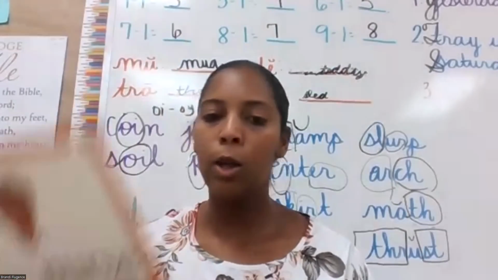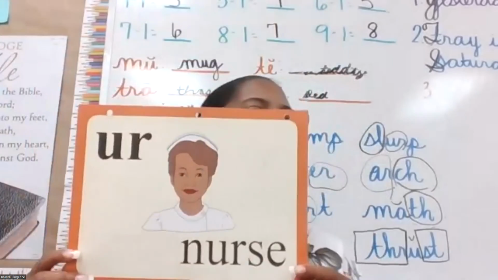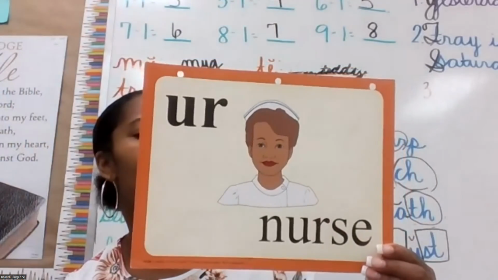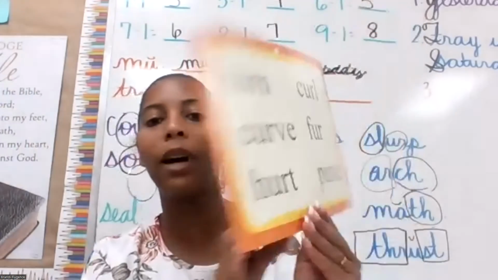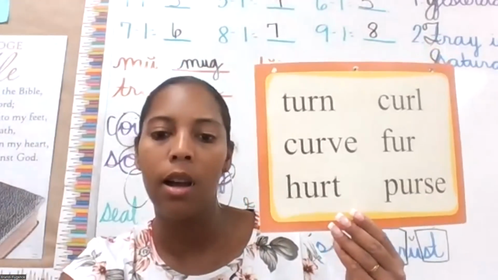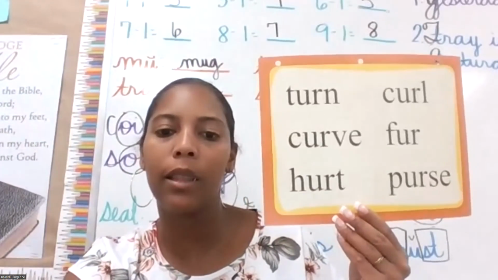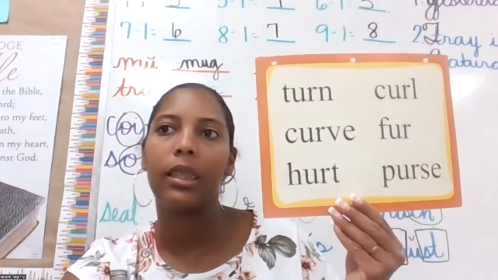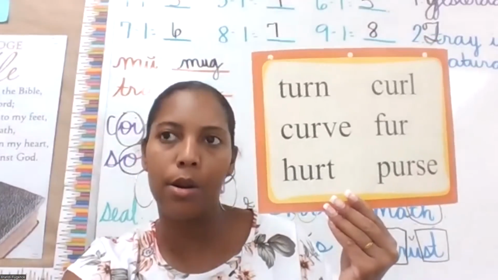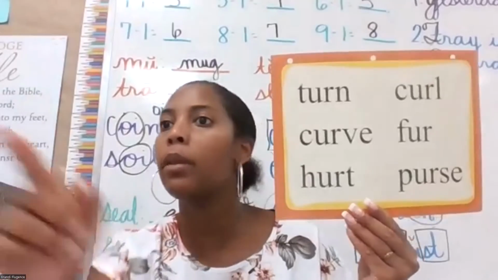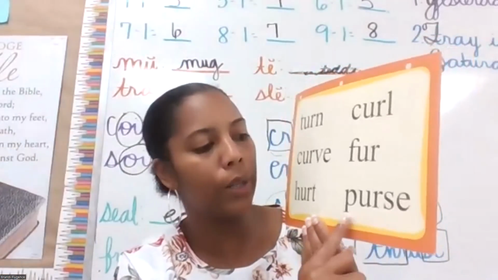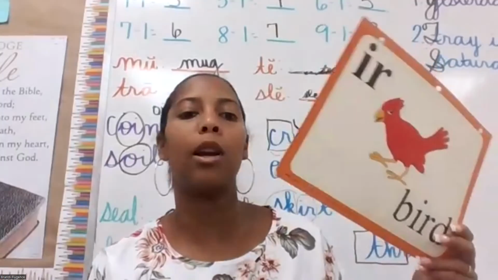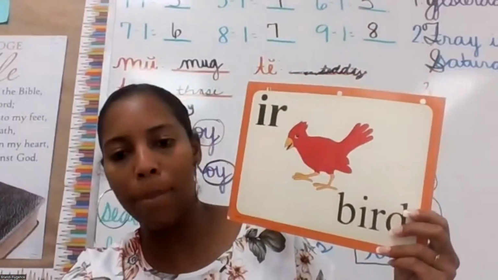You serve people. UR says ur like in nurse. All right, this is something that will be a nice gift to buy your mom or grandma. A nice gift that they can put their items in. UR. Are you not, your hand up, Caro? A purse. A purse. IR says ir like in bird.